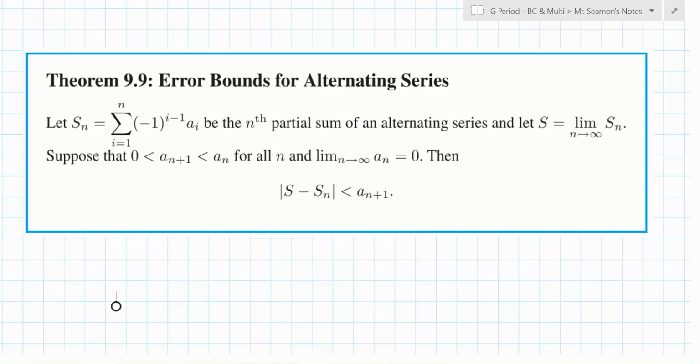Here's what it says. Let's disassemble what it says. It says, let Sn be the partial sum of this n, right? It's an alternating series. What does this thing do right here? The -1 to the i minus 1. What does that do? Just like this one. Yeah, it makes it just go back and forth, right?